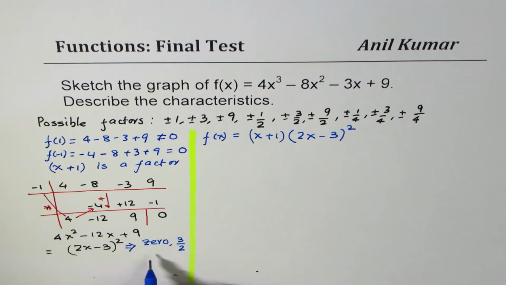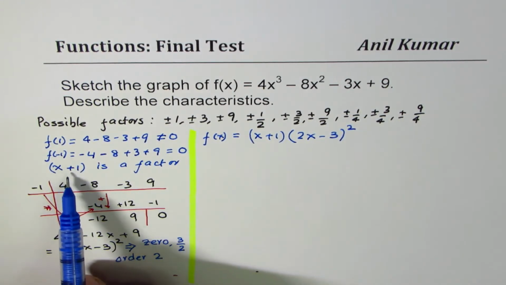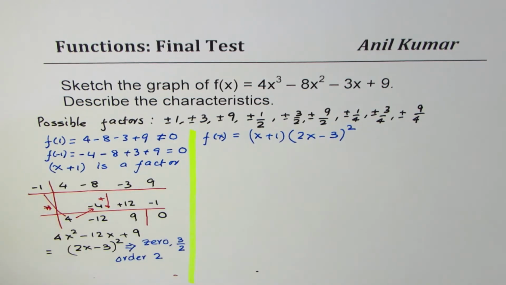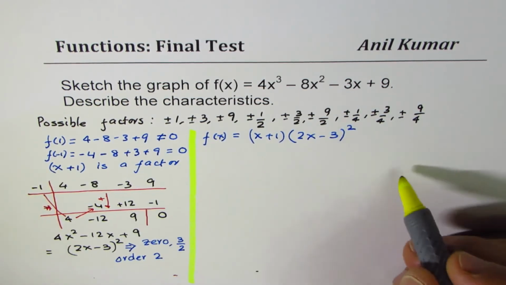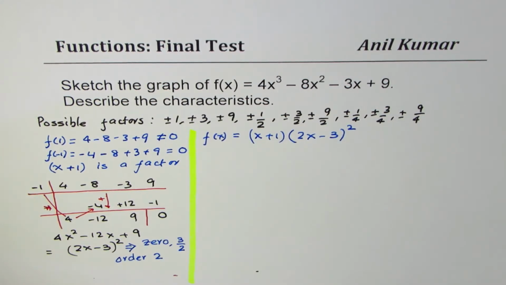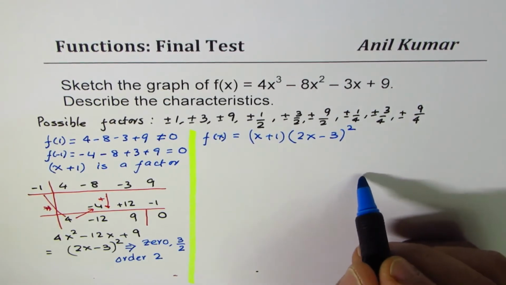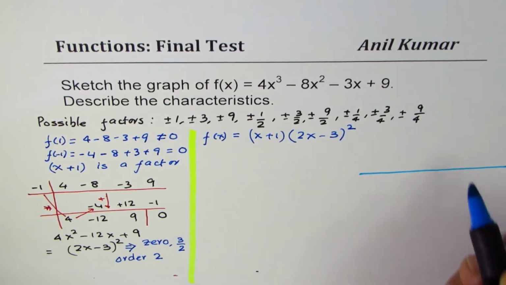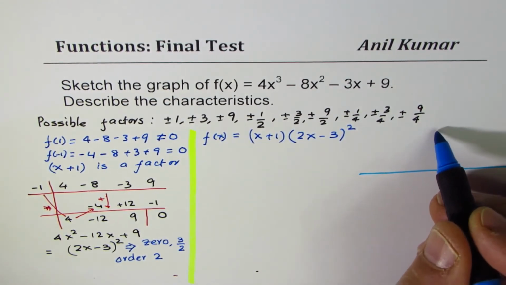And what is the order of this 0? 2, right? So you can say order 2 or multiplicity 2. That one is a linear 0, correct? Now since we know the type of zeros, we can actually sketch the graph of this function. Okay, so let's sketch the graph of the function now. We'll make a rough sketch.